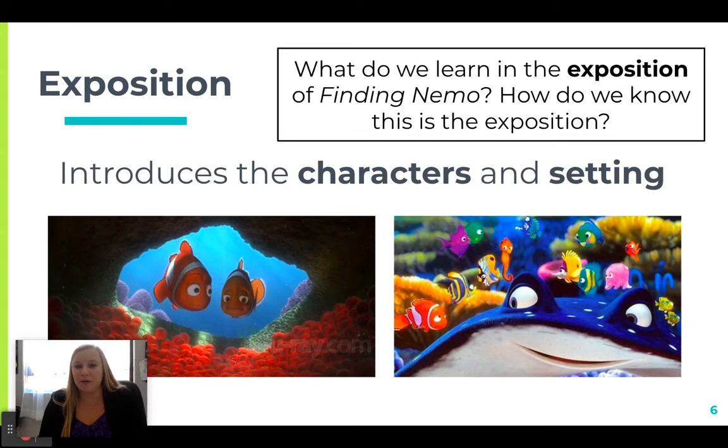So we get to know a little bit about our main characters and their sidekicks, and we also get to know where the story is going to take place. So the exposition in Finding Nemo is, of course, the very, very sad beginning where Marlin and his wife lose most of their eggs except for Nemo. Nemo also gets to go to school during the exposition. He meets Mr. Ray and all of his little school friends. We know this is the exposition of Finding Nemo because we are introduced to the main characters, Marlin and Nemo, and it introduces the setting of the ocean.